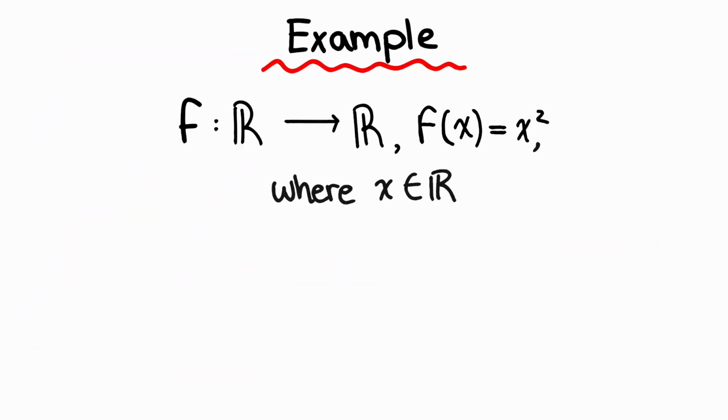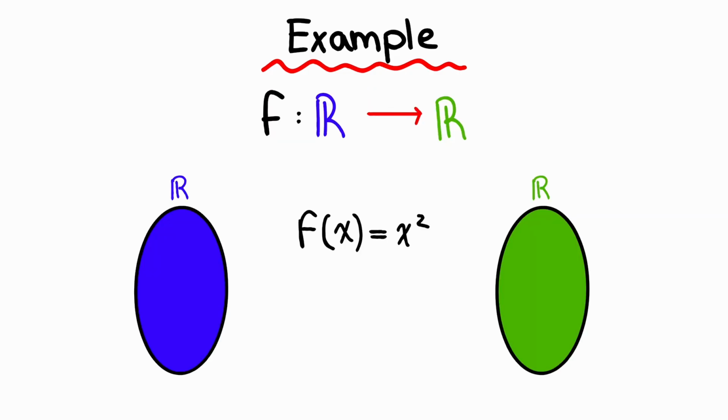We define f to be a function from the set of real numbers to the set of real numbers. The function takes each x value from this set right here and assigns it a unique number from this set. It does this by following the procedure outlined over here. For example, let x be 5. Since 5 is a real number, squaring it yields 25, and it can be found over here.